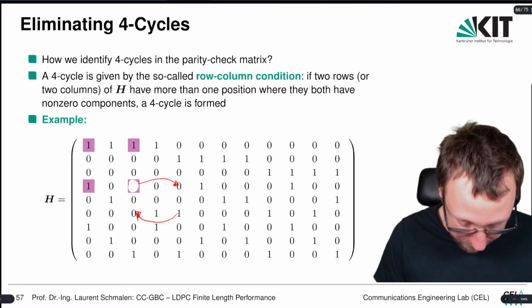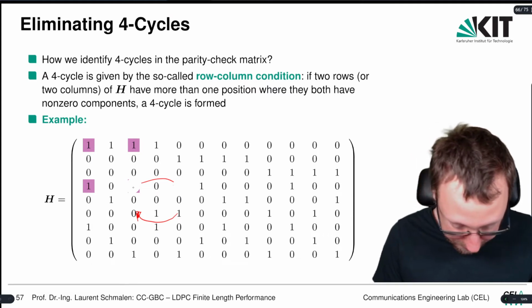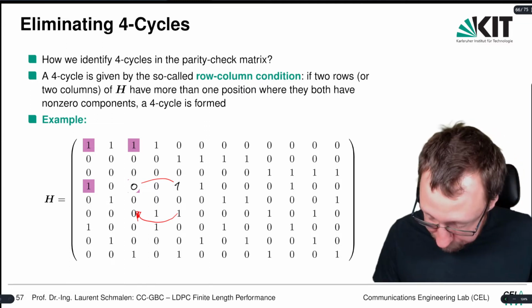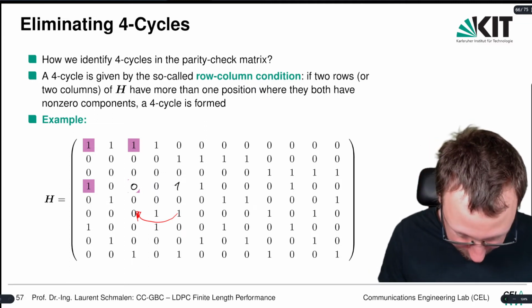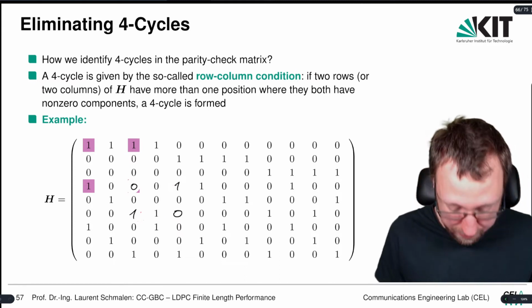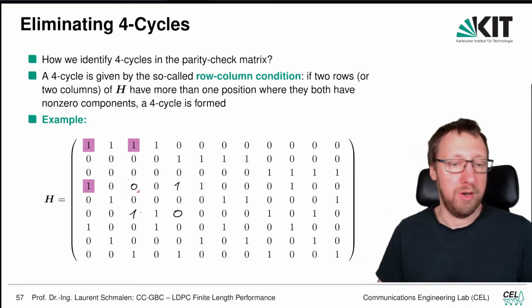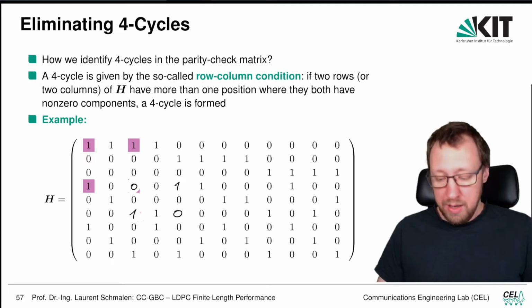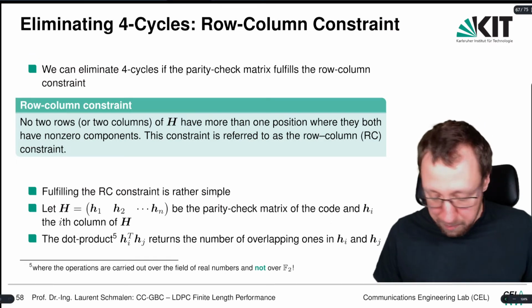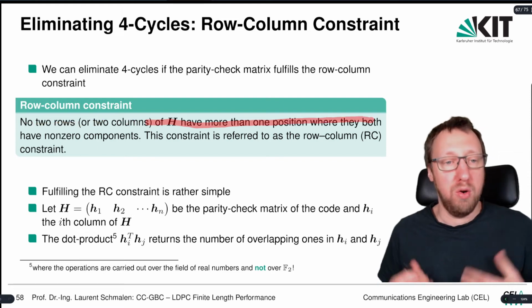Then we have the situation that we have a 0 over here, 0 over here, 1 over here. And we're going to put the 0 over there, 1 over there. So we can just swap those. And we have avoided the fourth cycle. That's the so-called row-column constraint. So the row-column constraint means no two rows or columns of H must have more than one position where they both have non-zero components.